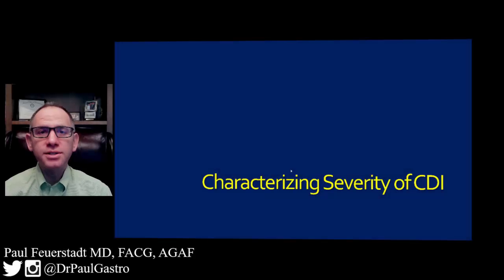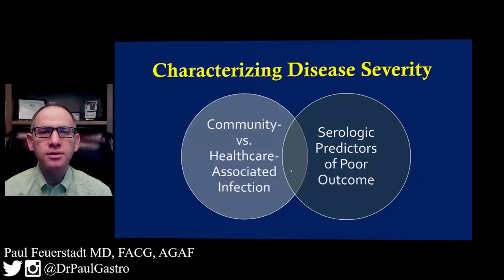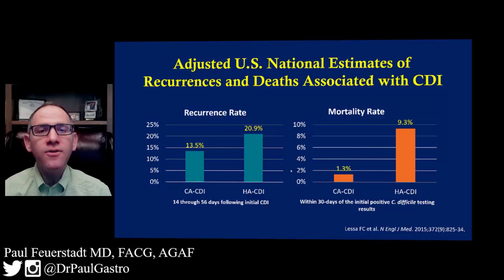What we're going to be discussing during this segment is characterizing the severity of an infection with C. difficile. And there are two main factors to consider with regards to severity. One is whether the patient has healthcare versus community-associated infection, and the other is predicted through the blood work or the serologic assessment.